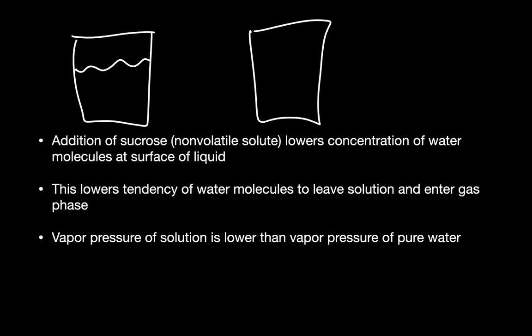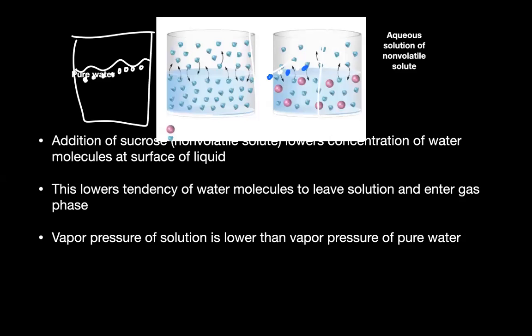And here, let's pretend like those are the same size and shape. These are my water molecules, but now I'm going to add sucrose. So now I have fewer water molecules at the surface, and that's why vapor pressure is lowered. Oh, okay, guess I had a diagram anyway.